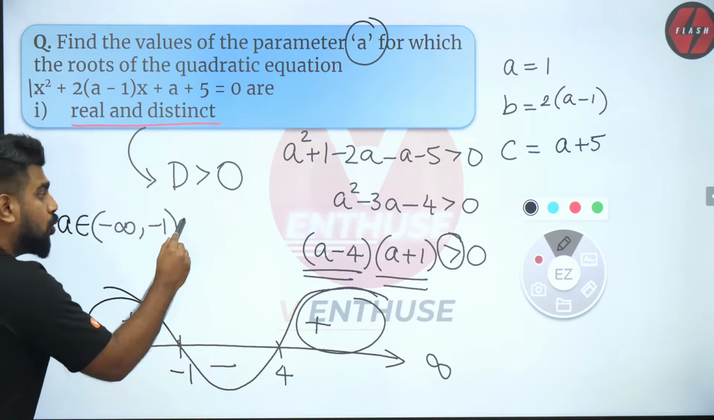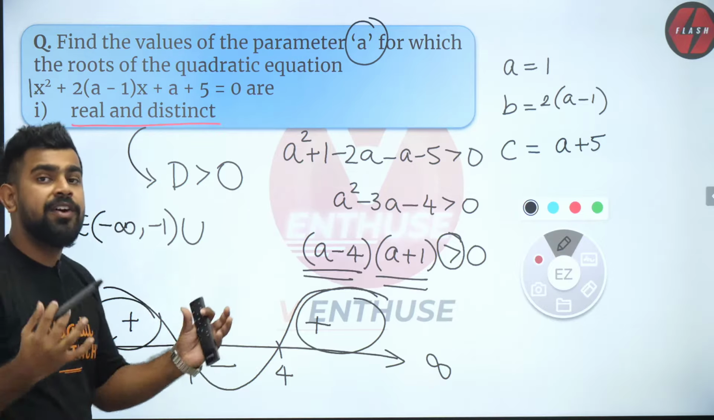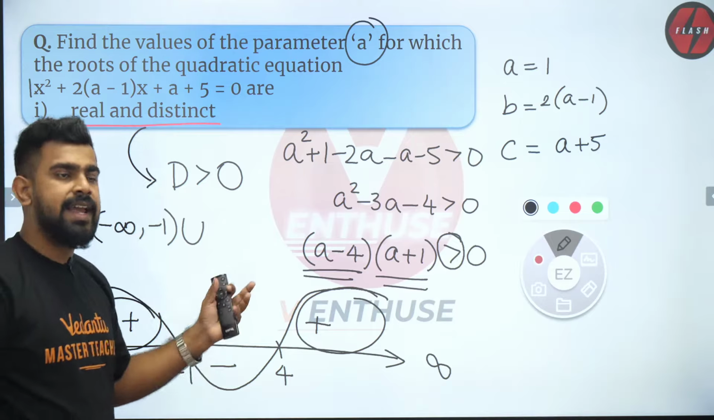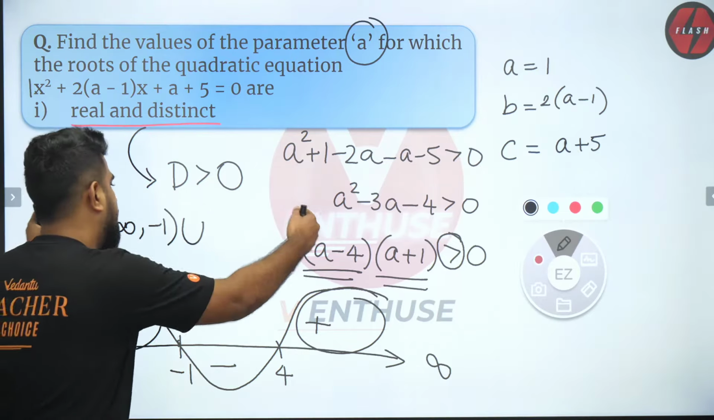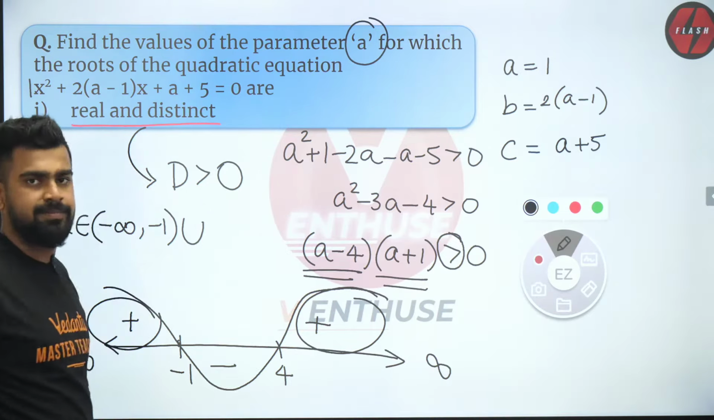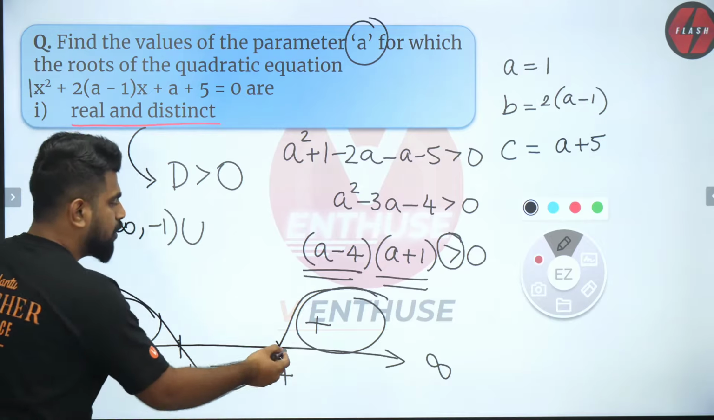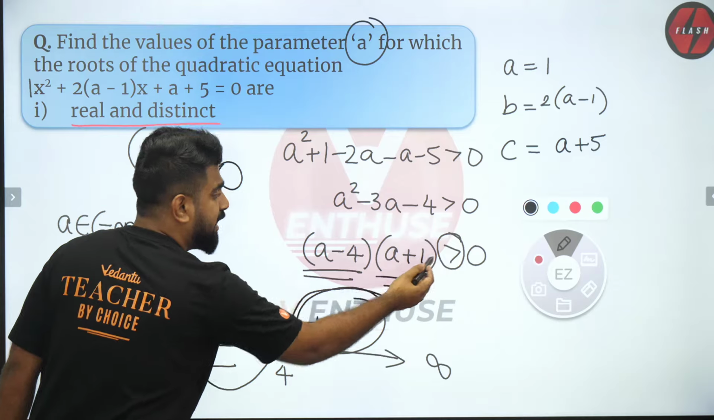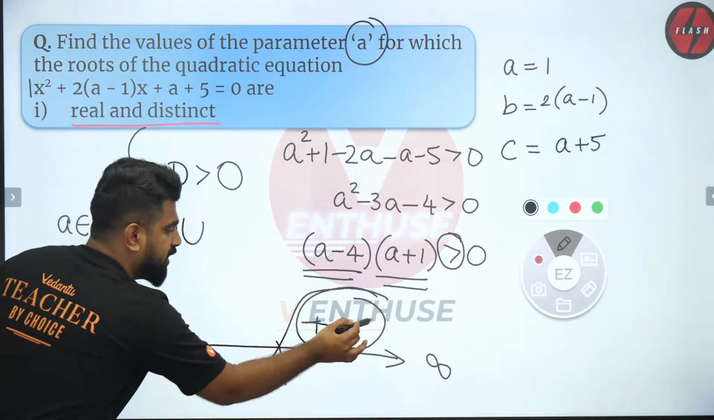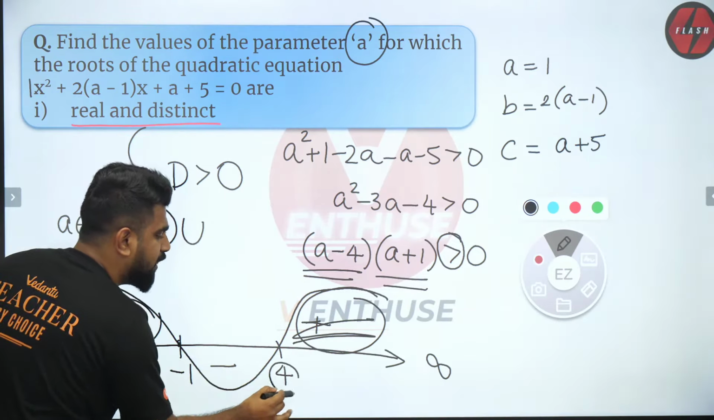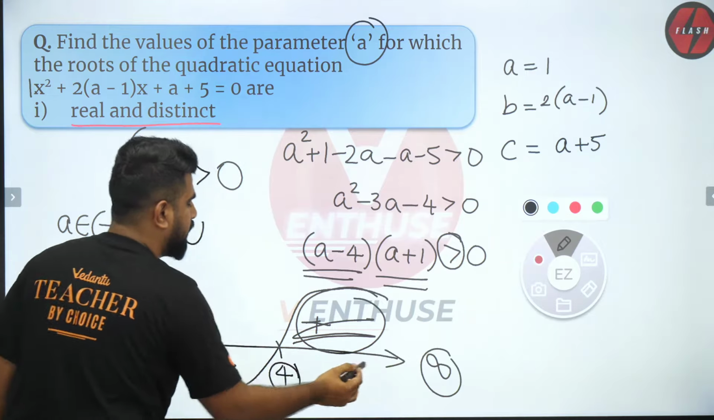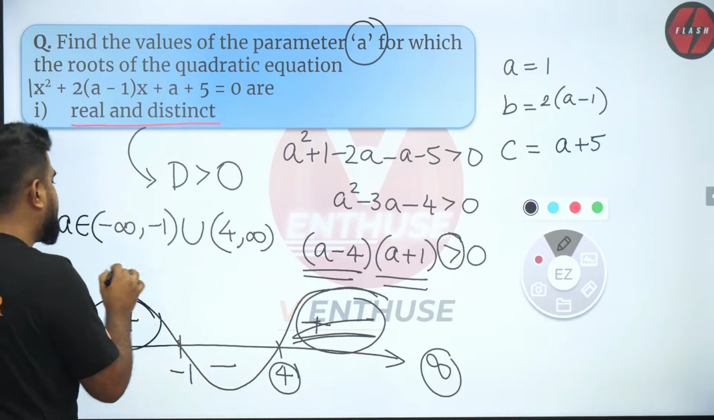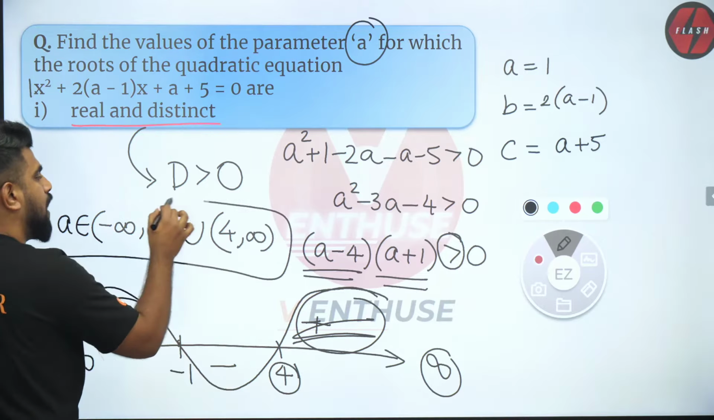And then union. What is union? Whenever you combine two sets, you have to combine them with union. It is like Fevicol. It combines both of them. Got it? So what is the other place where we have our required region? It is this portion, which starts from 4 all the way up to infinity. So union (4, infinity), that is the answer for the first one.